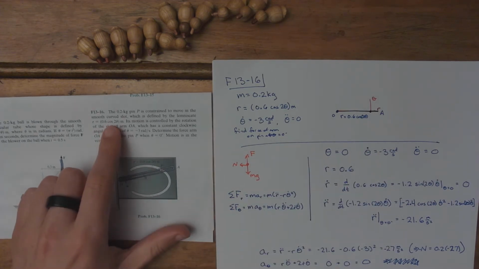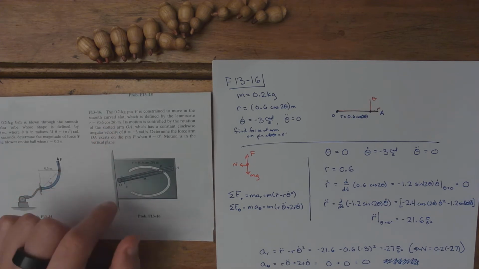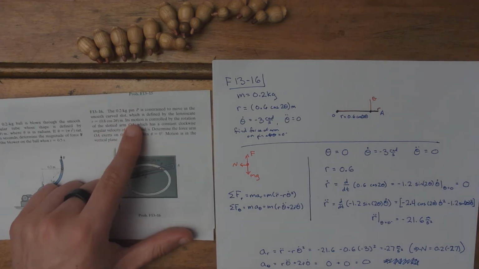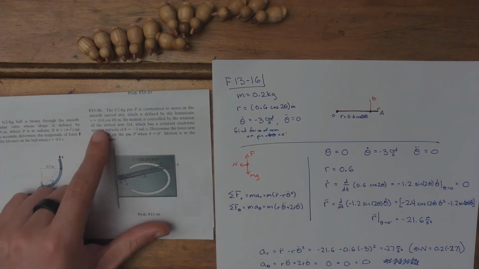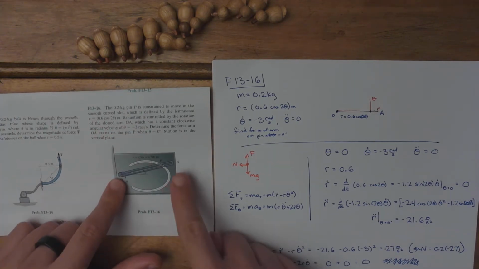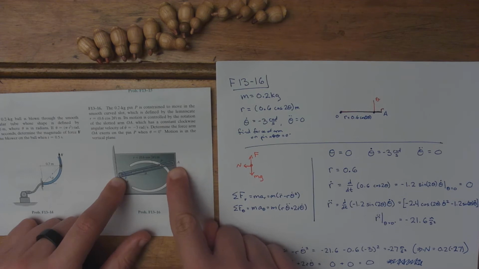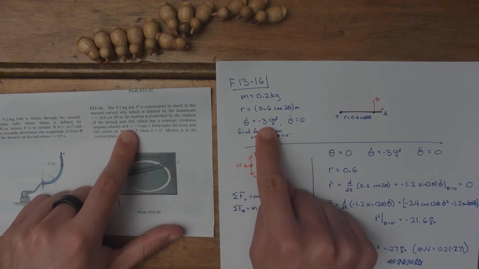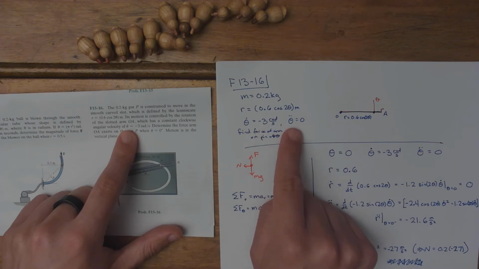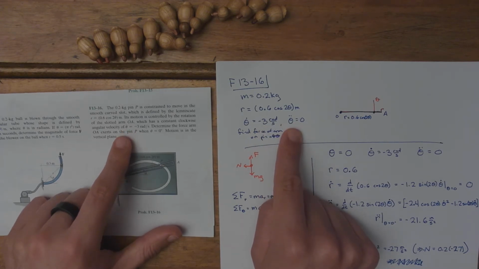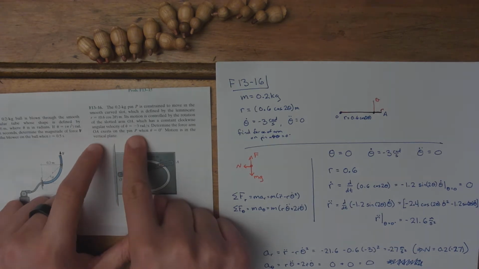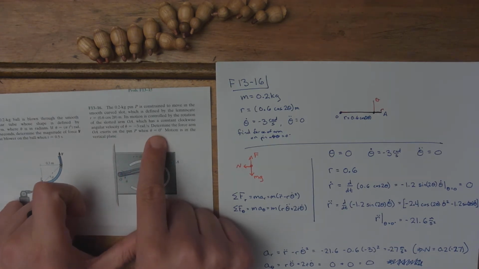However, we are going to have to use this equation because we need to know what r dot and r double dot are. Its motion is controlled by the rotation of the slotted arm OA, which has a constant clockwise angular velocity of -3 radians per second, which means theta double dot is equal to 0. We want to determine the force arm OA exerts on pin P when theta is equal to 0 degrees.